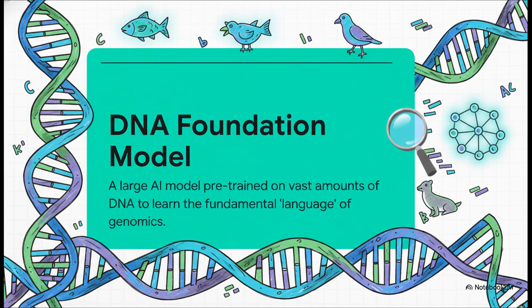Before you teach the AI to do any specific task, you first just make it read. You have it absorb billions and billions of letters of DNA from all kinds of different species. It starts to learn the basic grammar, the common phrases, the fundamental patterns of life's code. Pretty much the same way a model like ChatGPT learns about human language by reading the whole internet.